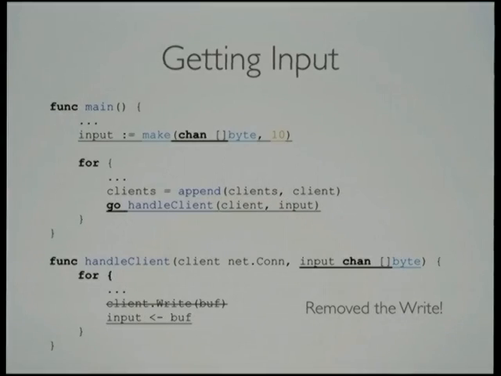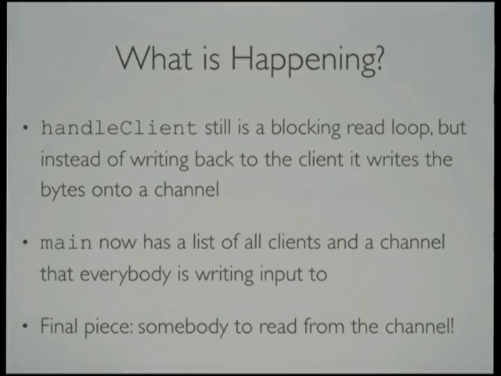So these are the changes we've made. I sort of explained it, so I won't spend a lot of time on this. But in essence, handle client is still all blocking. The read still blocks. Putting things in the channel may block, depending on if the channel's full or not. Main now has a list of clients, and some channel that all of the Go routines will be writing to. From the Go routine's perspective, we could have 100 people connected. They're all writing onto this channel. We don't have any mutexes or anything to worry about. The runtime deals with that for us.